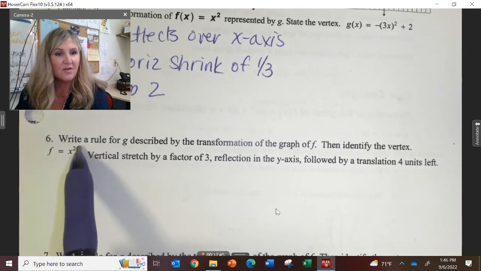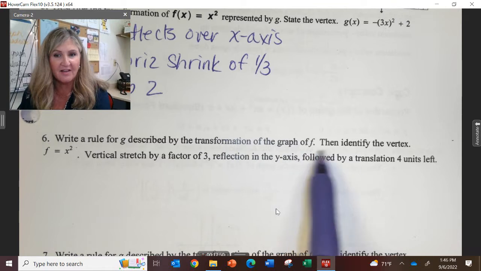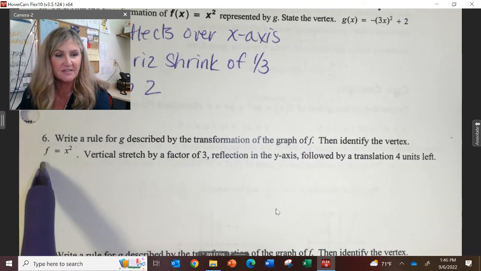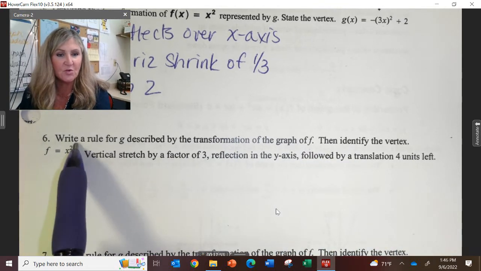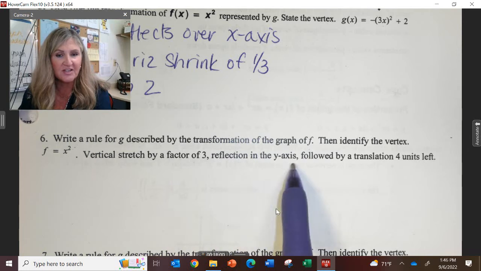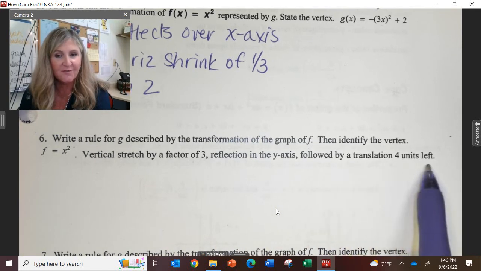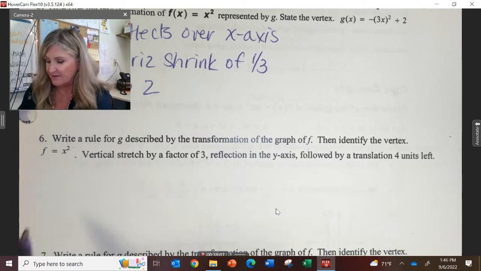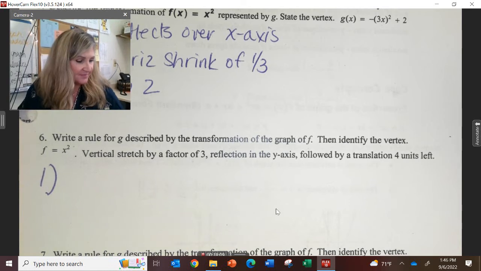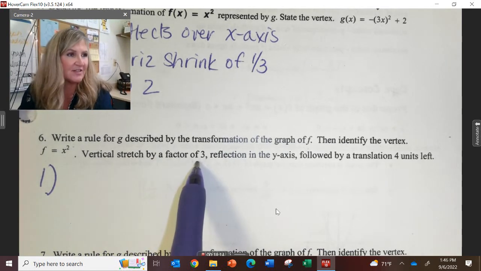All right. Write a rule for g described by the transformation of the graph of f. Then identify the vertex. Our function is x squared. We want a vertical stretch by a factor of 3, a reflection in the y-axis, followed by a translation 4 units left. All right, step 1. Omar, how do I get a vertical stretch by a factor of 3?